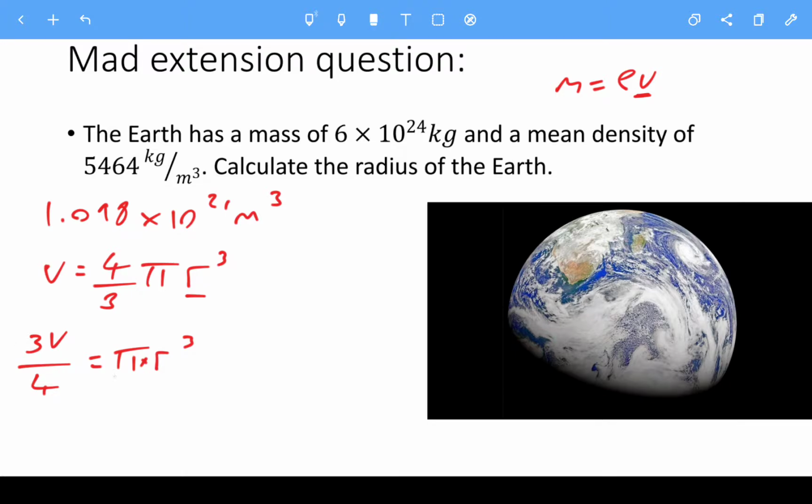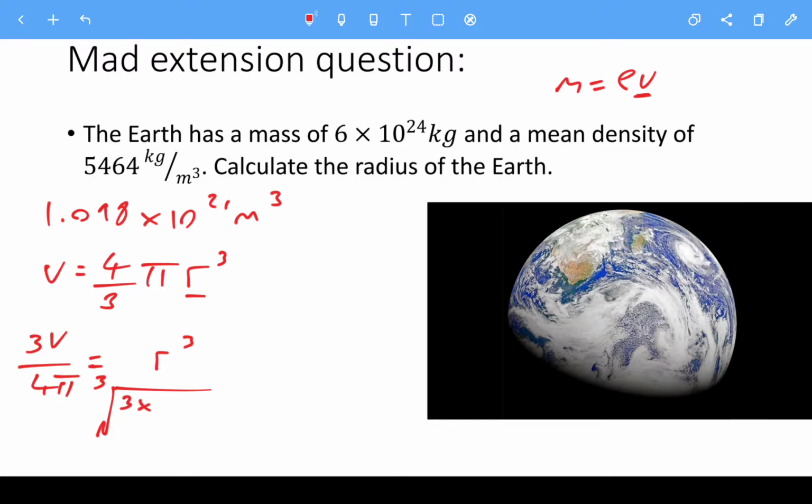So I'm just going to move that over. So get rid of times pi. Divide by pi. And you can put that in your calculator: 3 times the volume divided by 4 pi. And that is r cubed. Then you just need to do the cube root. If you want to write that out in full, I imagine we can do the cube root of. So that looks like that.